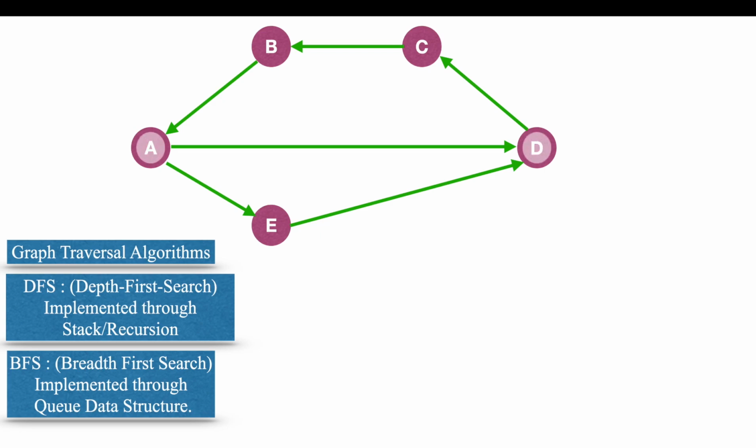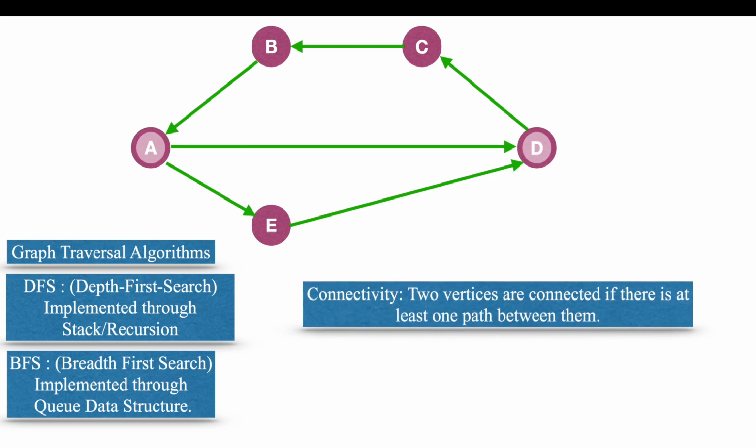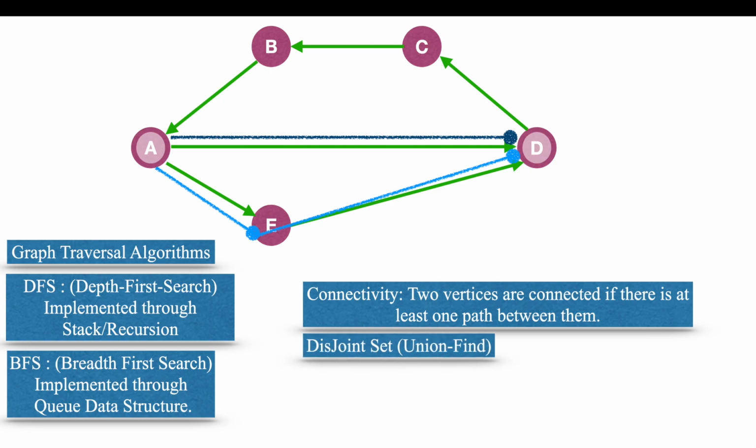How do you know that two vertices are connected? Two vertices are connected if there is at least one path between them. Generally, we use disjoint set data structure to know whether the vertices are connected or not. That's all about introduction to graph.